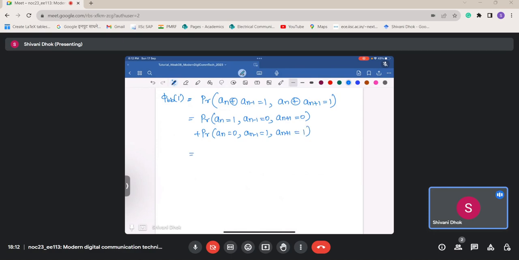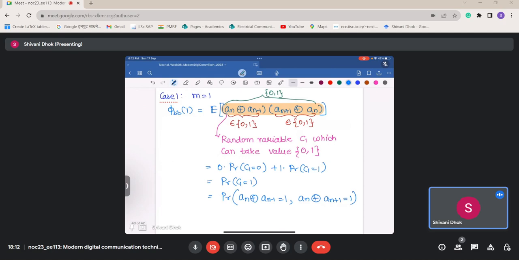So what do we have here? These are independent, so I can just multiply. This will be equal to 1 by 2 into 1 by 2 into 1 by 2 plus 1 by 2 into 1 by 2 into 1 by 2, which comes out to be 1 by 8 plus 1 by 8, which is equal to 1 by 4. So this is phi of 1.